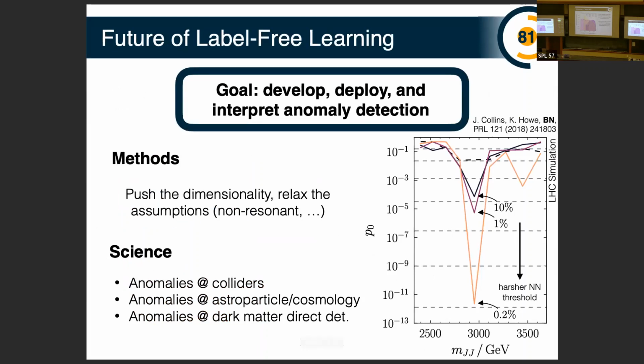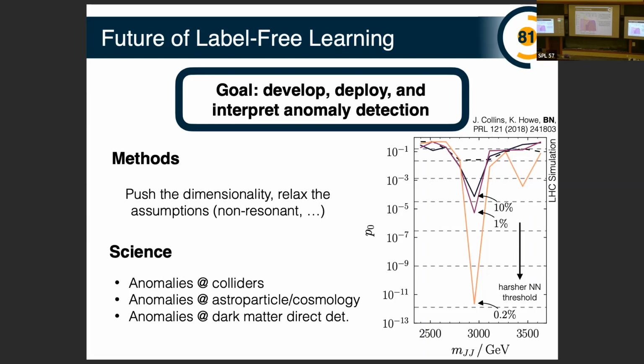Okay, so where is this going? I think the idea here is we have a bunch of strategies which we need to scale up, but we're ready to now deploy them to different data sets and interpret what they mean. And we need to push the dimensionality. So far, all the examples I've shown are low dimensional, order 1, so a few dimensions. But we want to be able to go to higher dimensions and also relax some of the assumptions, for instance, that we have a resonance.